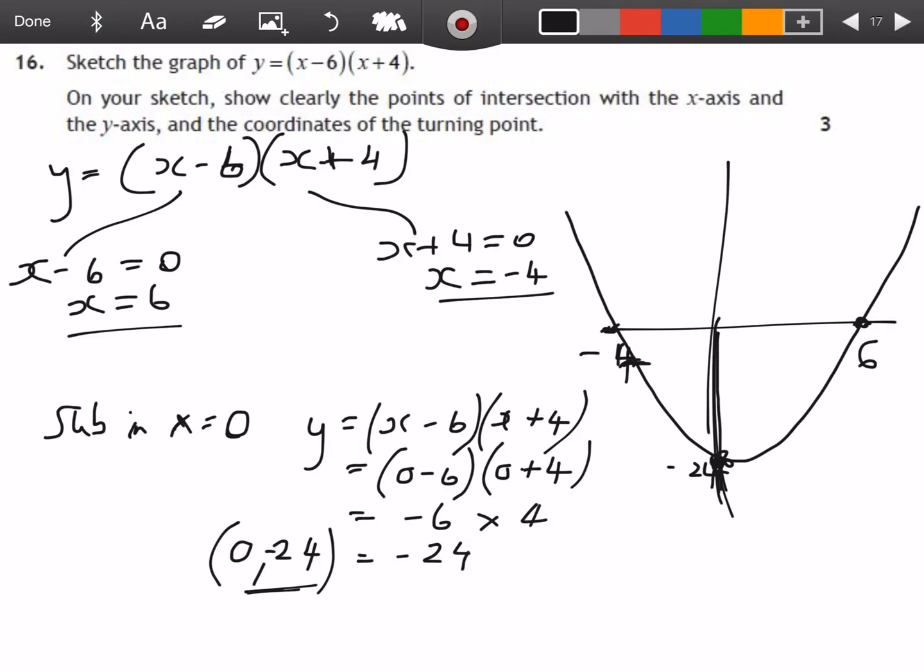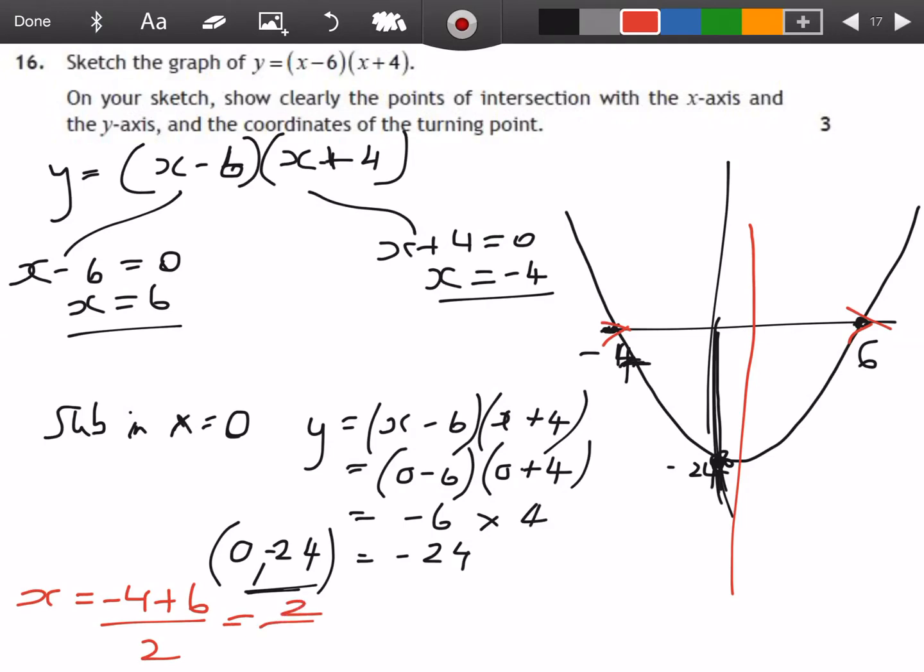Right, also, what else have we to do? What is the turning point? The turning point always happens right in the middle of the two roots. So what number is right in the middle of -4 and 6? If you don't know what is right in the middle of negative 4 and 6, add them together and halve it. The number that's right in the middle of -4 and 6 is 1. So that's the number 1 on the x-axis.